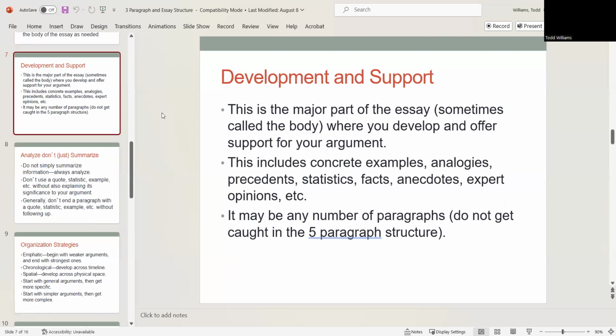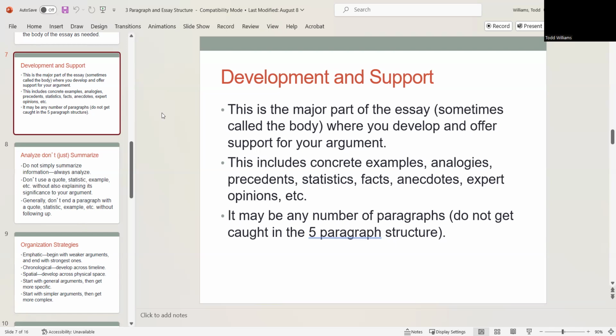All right, development and support is the third part. This is what people usually call the body. I like to use the term development and support because it's more descriptive. You're developing the argument you've made, you're supporting the argument you've made. So this is where you put in those concrete examples, all that objective evidence, analogies, precedents, statistics, facts, anecdotes, expert opinions, all that stuff that you use to support your argument.